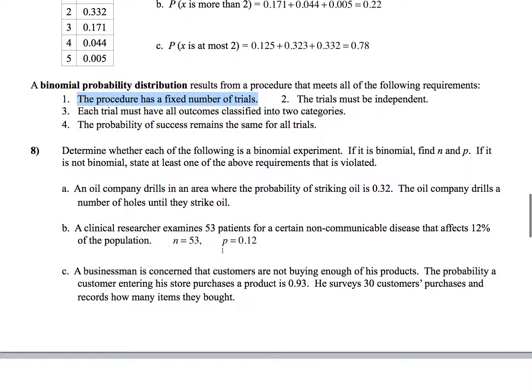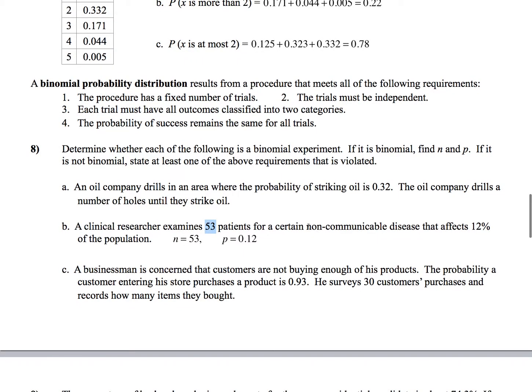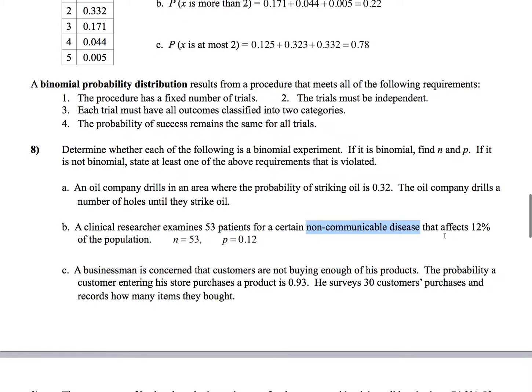Part B, a clinical researcher examines 53 patients for a certain non-communicable disease that affects 12% of the population. There is a fixed number of trials because it's 53. The trials are independent, and that's reinforced by the fact that this is a non-communicable disease. Each trial is classified into 2 categories. Are you infected? Are you not? And the probability of success is 12%. You might not consider being infected a success, but that's the thing that we're interested in studying. So that is the probability of success to which we refer.